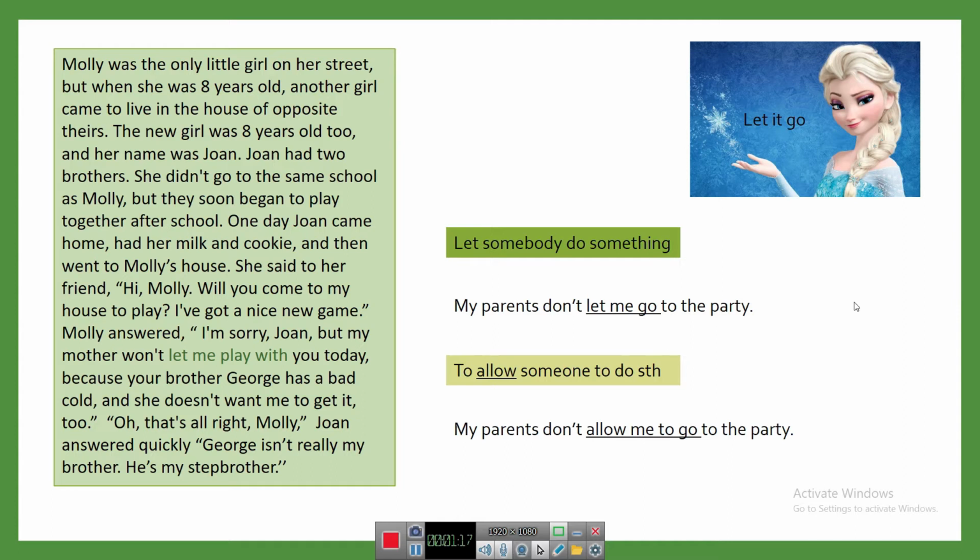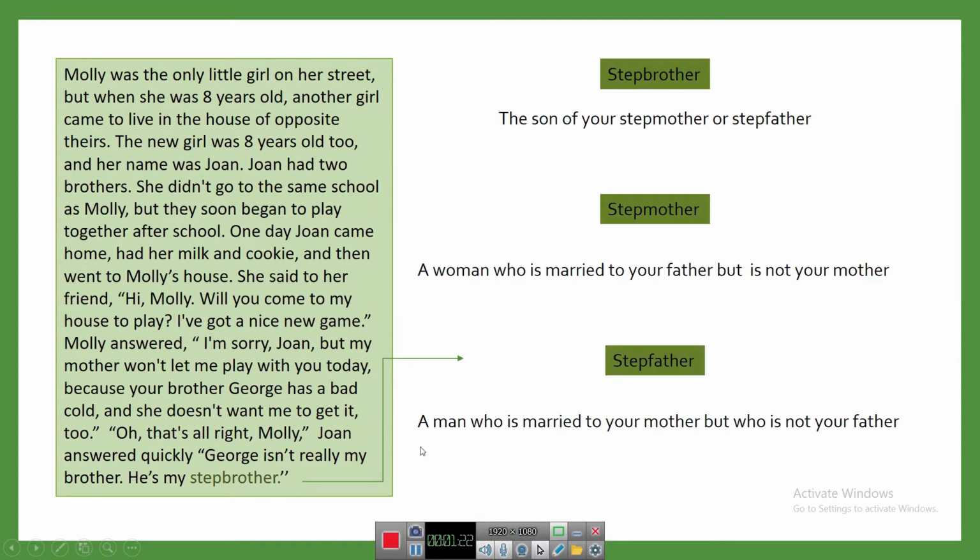Okay, next tip is about a word. Here we have, "He's my stepbrother." Okay, George is not really my brother, he's my stepbrother. But what does it mean? As you can see here, a stepbrother means the son of your stepmother or stepfather.